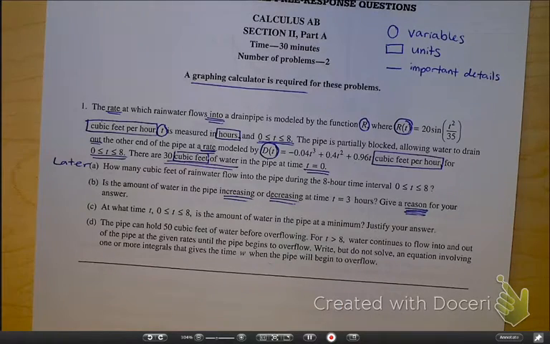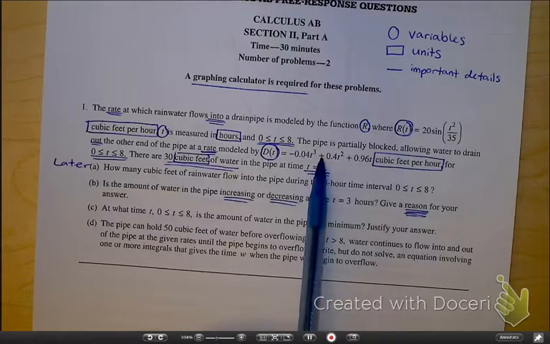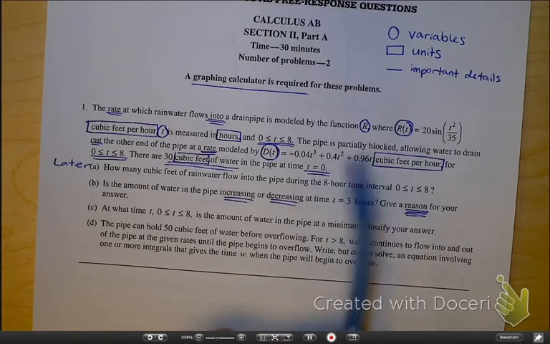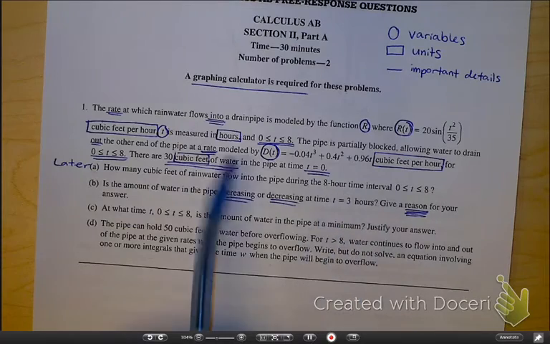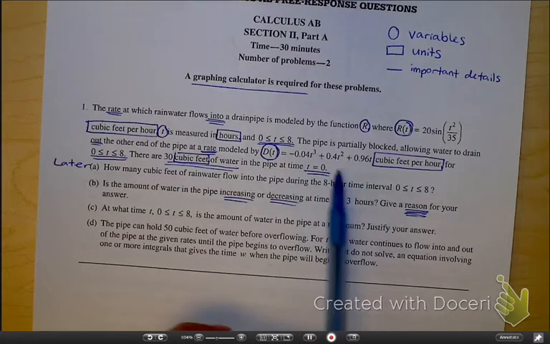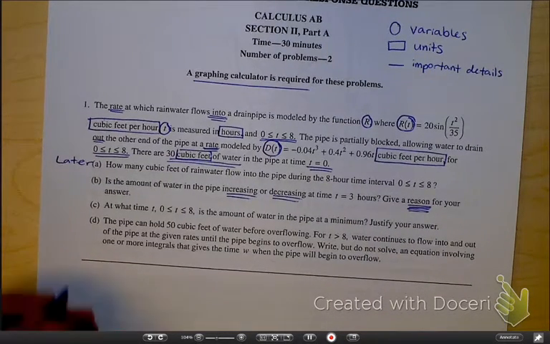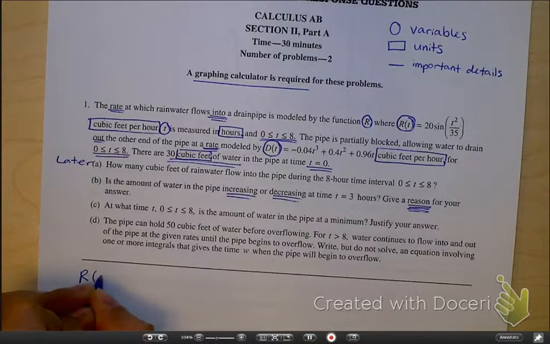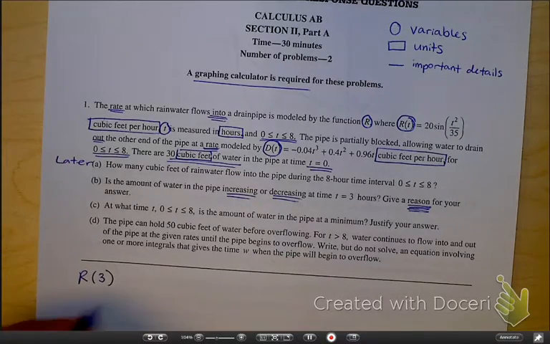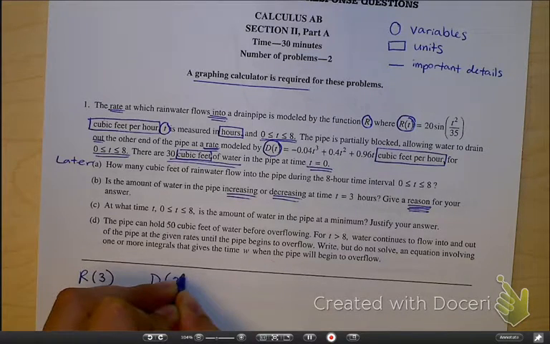Well, here's all we have to do. We just need to figure out the rate at which it's going in and the rate at which it's going out and figure out which one is greater. And if the rate at which it's going in is greater, then the amount of water is increasing. If the rate at which the water is leaving the drain pipe is greater, then the amount of water in the pipe is decreasing. So all we have to do is figure out what R of 3 hours is, as well as what D of 3 hours is, and compare those two values.